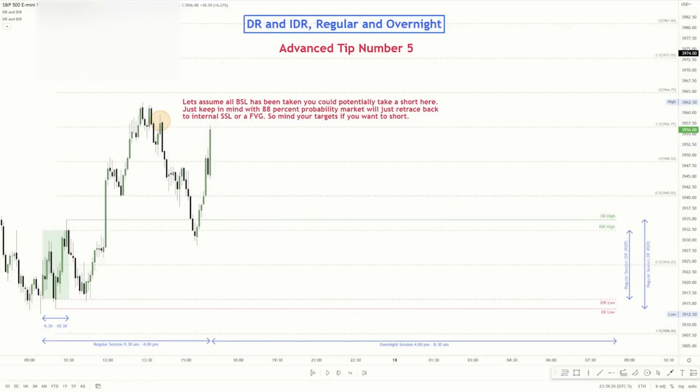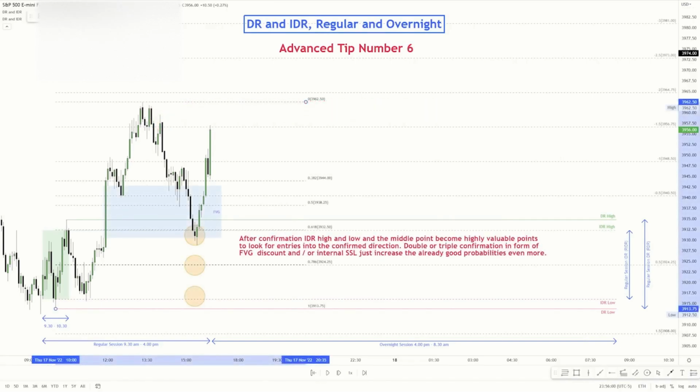Tip number 5. Just because the rule is confirmed, it doesn't mean that you can't short anymore. If the price extended quite a bit into one direction, took buy-side liquidity and reached a PD array, you could potentially short a retracement. Just keep in mind that with an 88% probability, the market will retrace only into an internal sell-side liquidity or a fair value gap. So mind your targets if you want to short in such a scenario.